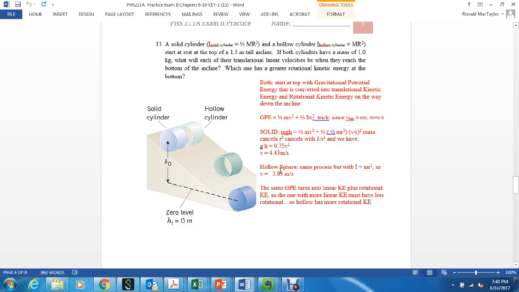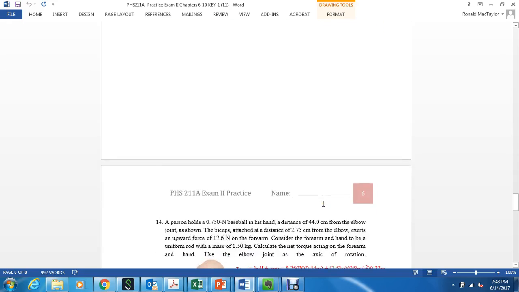But with the hollow sphere, instead of being 1/2 mr squared, it's just mr squared. So when we do the same calculation, GH equals, now it's just going to be V squared. So V equals 3.83 meters per second. So the hollow sphere is moving more slowly when it gets to the bottom, which we would see in a race.